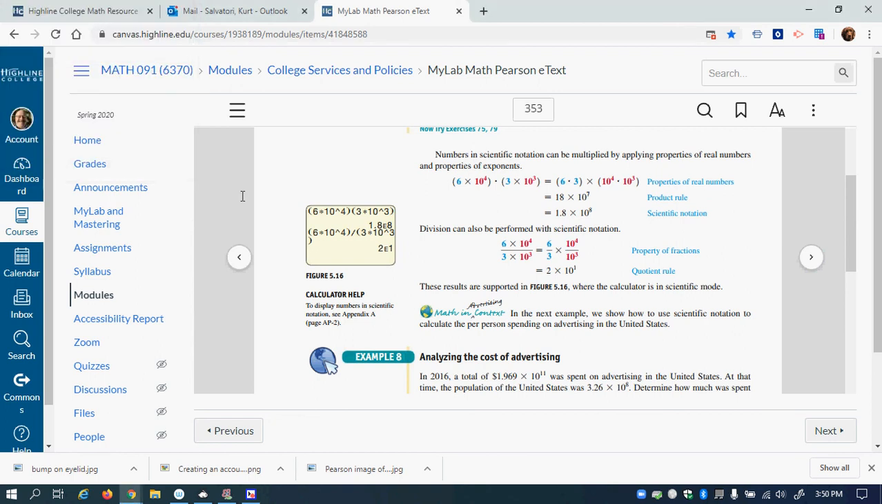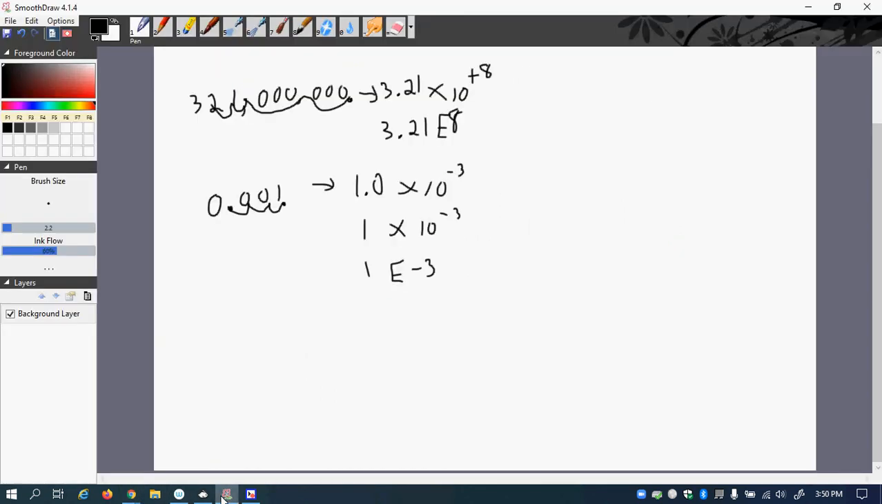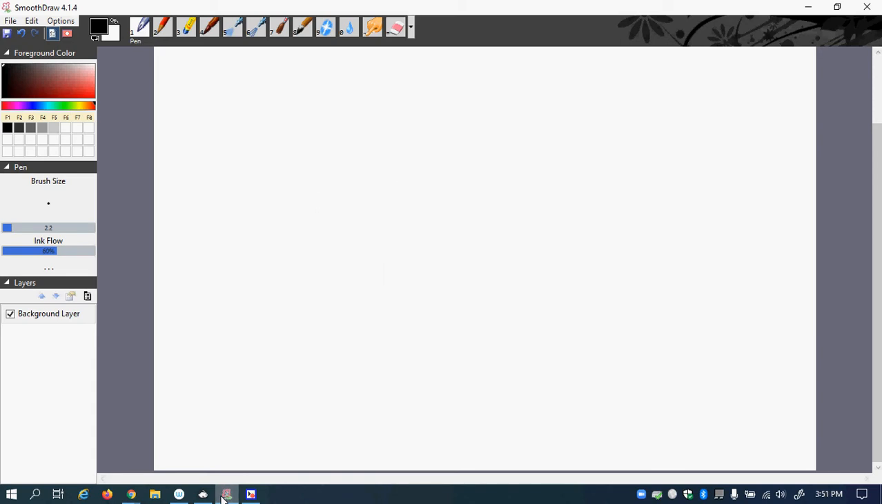So the last part is looking at scientific notation through either multiplying or dividing. On page 353 it goes through some really nice examples of how you multiply and how you divide. And so let's do that so you can have that in your notes. So let's go to my screen. Okay, and I'm going to go ahead and write that down.